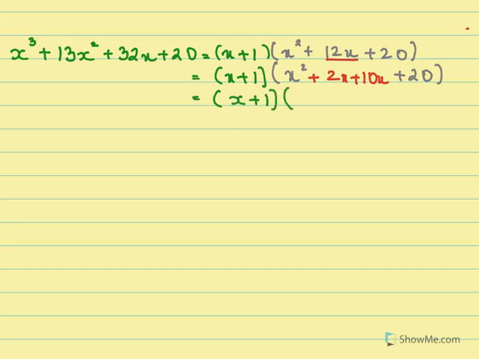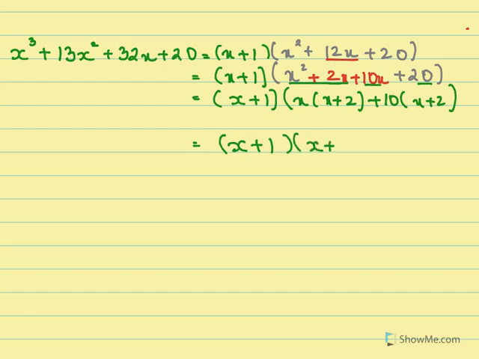So x plus 1, here we take x common out from these two terms, x plus 2. From these two terms, 10 common out, x plus 2. So this is x plus 1, x plus 2, and here x plus 10. So we've got the three factors.